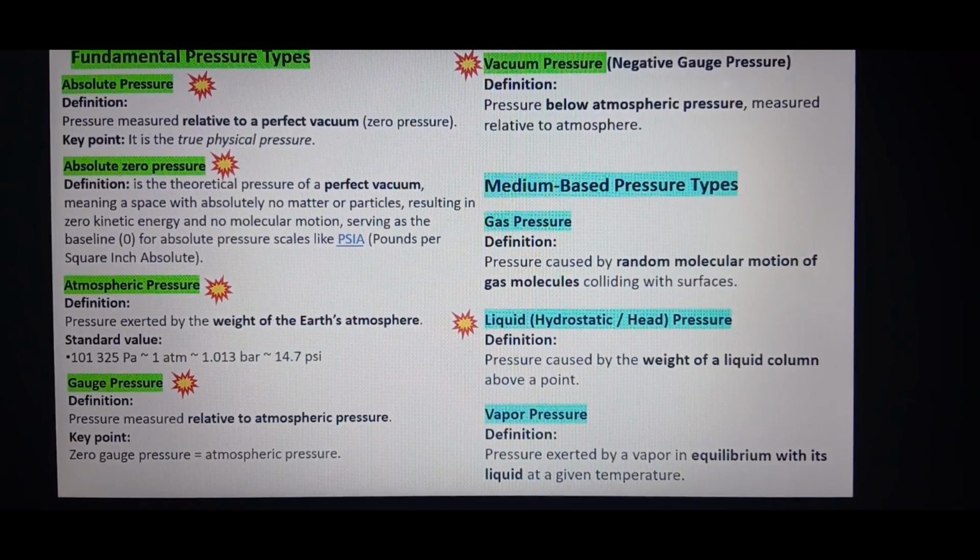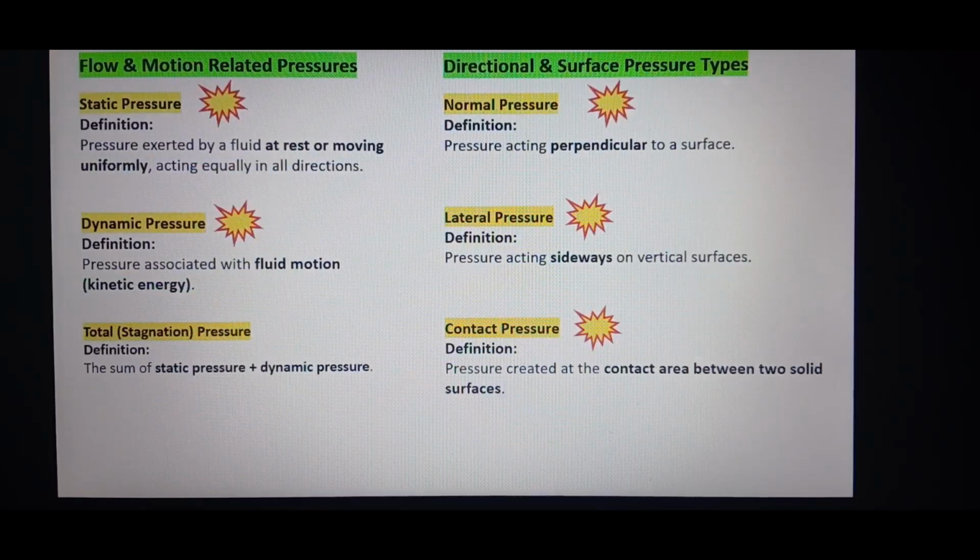So we have gas pressure, we have liquid, hydrostatic head pressure, we have vapor pressure. In flow and motion related pressures, we have static pressure, dynamic pressure, total stagnation pressure. In directional and surface pressure types, we have normal pressure, lateral pressure, and contact pressure. All these bullets that I've put on here are probably some pressures which you may not have actually heard of before.